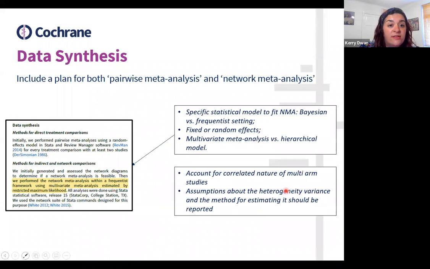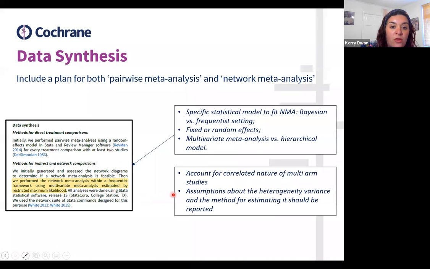So when we go on to data synthesis, as I mentioned before, they've included subheadings. One for direct treatment comparisons and one for indirect and network comparisons. Not all reviews with network meta-analysis will undertake pairwise comparisons separately. They might just do it as part of the network meta-analysis.